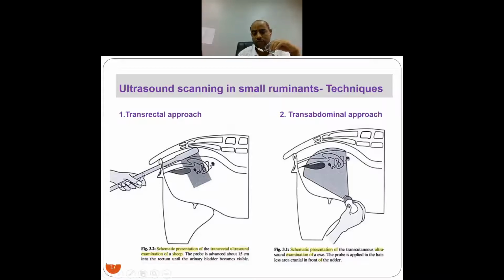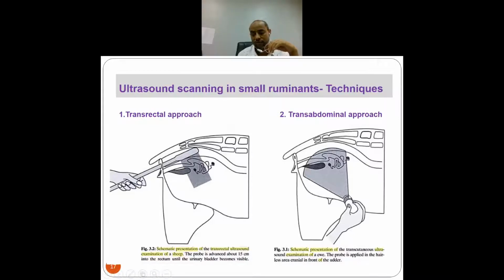So in this case, you insert the probe through the rectum from outside, and this probe must have a different design. You can see this is a handle. Before the flexible cord, there is a fixed handle which is used for handling or manipulating the probe inside the rectum. The other approach is a transabdominal approach.